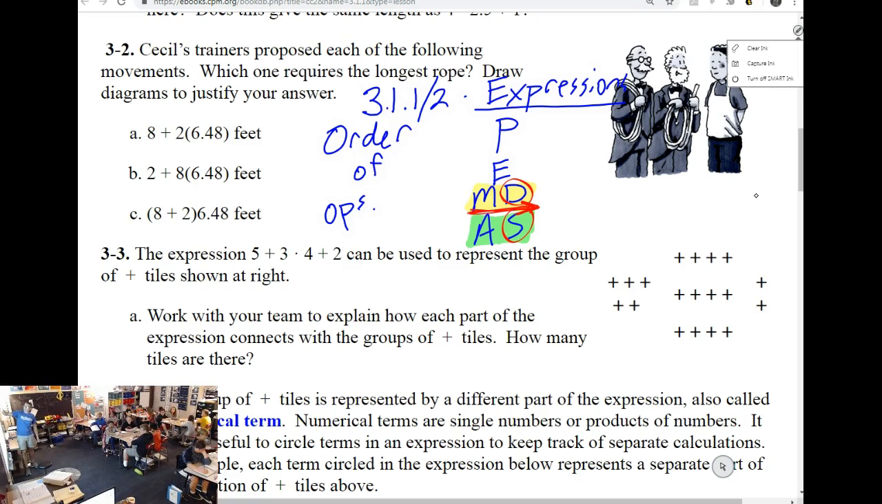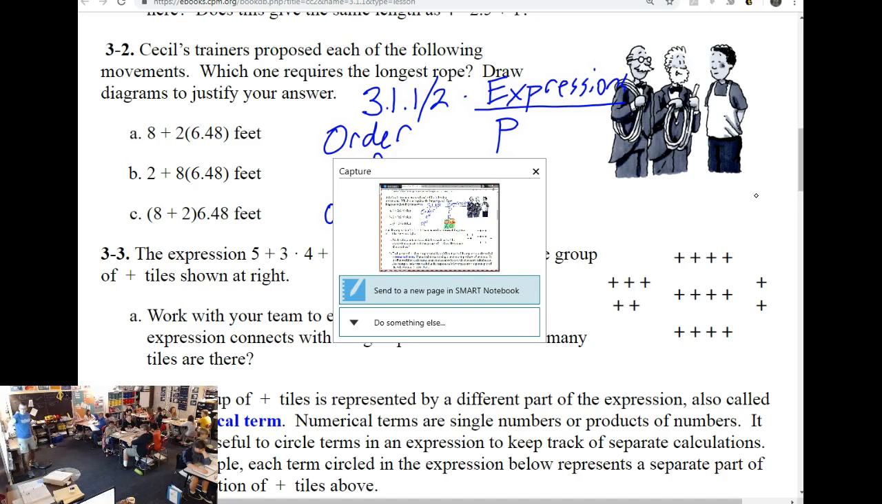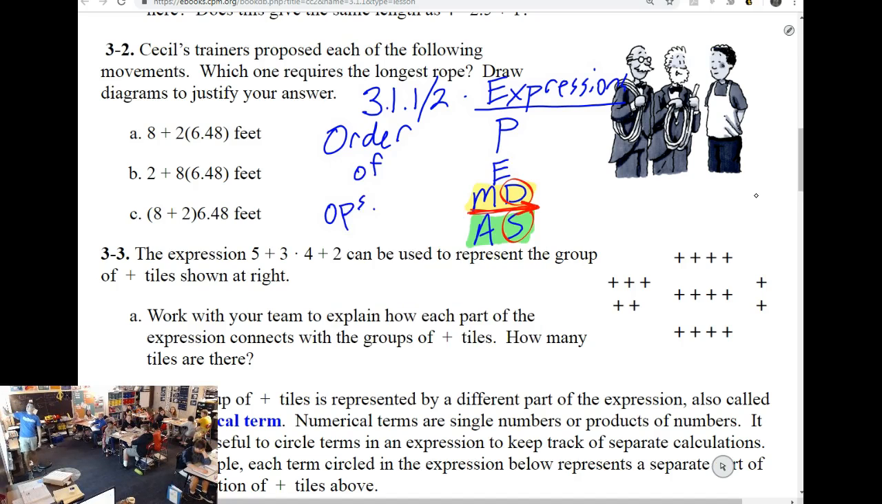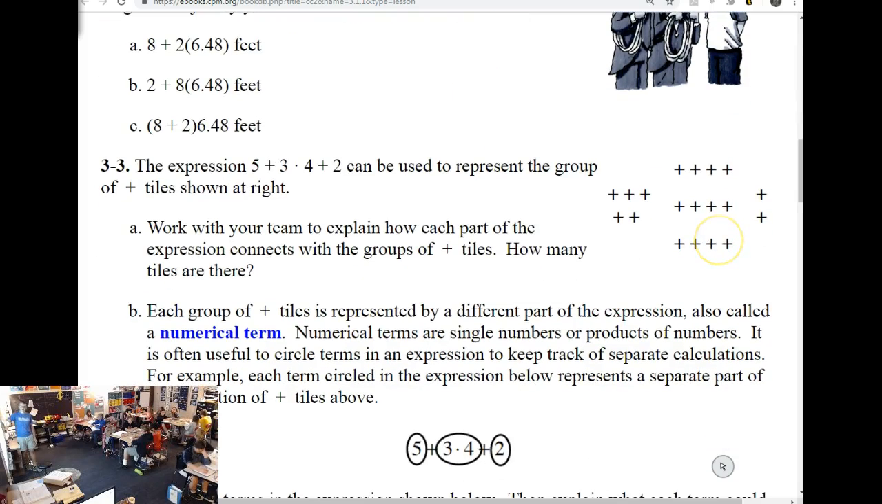Then as we talk about modeling expressions, we can use our pluses and minuses, which CPM calls our algebra tiles. So we looked at modeling 5 plus 3 times 4 plus 2. You will probably have the option on a mastery of how to model something and set up what you would see. You could do a tightrope model, where you do the jumps and everything else.